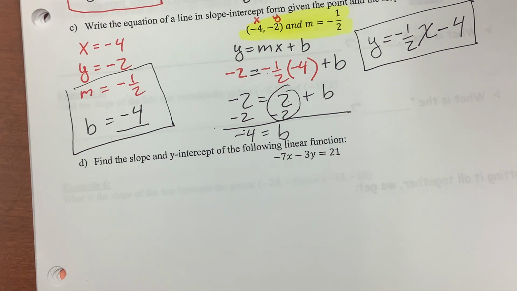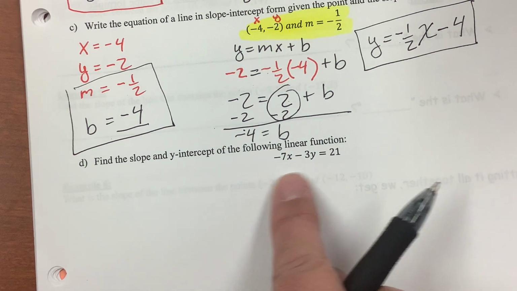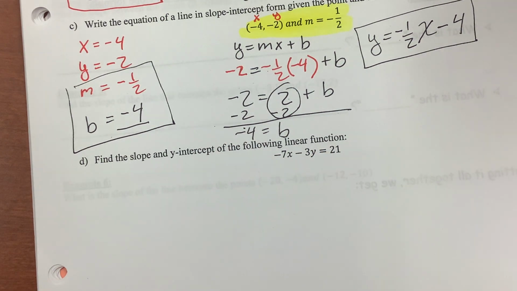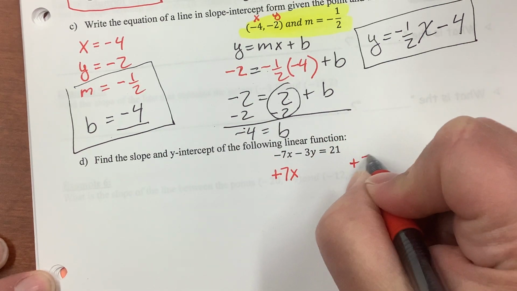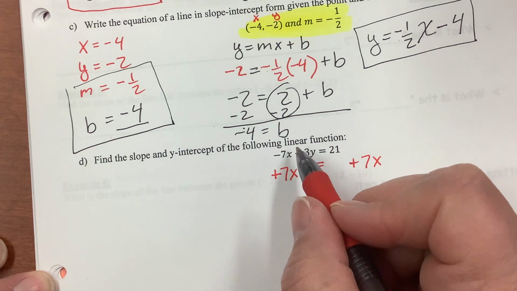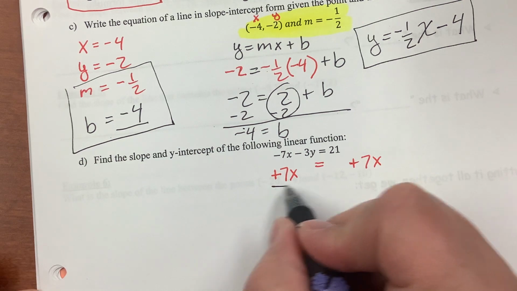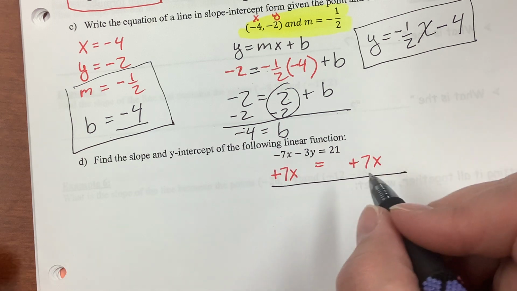Find the slope and y-intercept from the following linear function. Okay, so back to what do I have to do first? Well, thing one, I'm going to separate the x and the y. So add or subtract to put the y on one side and the x on the other. So the opposite of minus 7x is to add 7x. Now, I line these up because they have the same variables. I don't line those up because they do not have the same variable. Negative 7 and positive 7 is 0. So there's 0 x's, no x's.